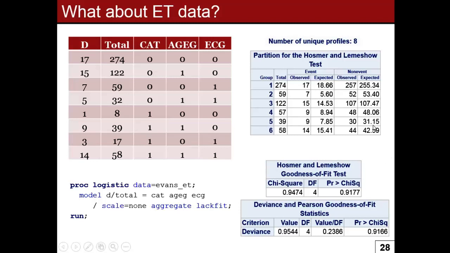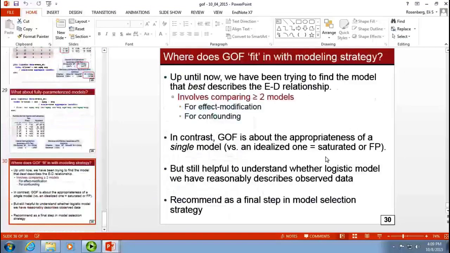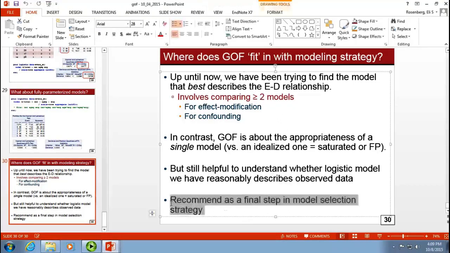We don't even have to get into this part here. These are just some extra slides because I really want to get over to ROC curves. This just says what I just said. Where does this fit in? It really exists outside of the framework from before. I recommend it as a final step in model selection. Imagine you've done everything we've set up until now and you think you've got the best models. Check the goodness of fit before you report it, because you wouldn't want to report a model that doesn't work for your data set.